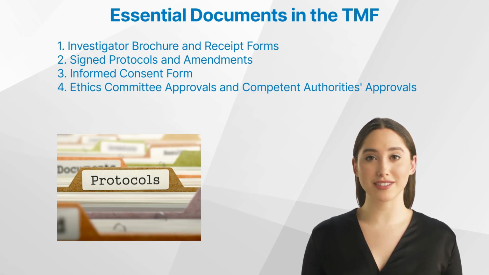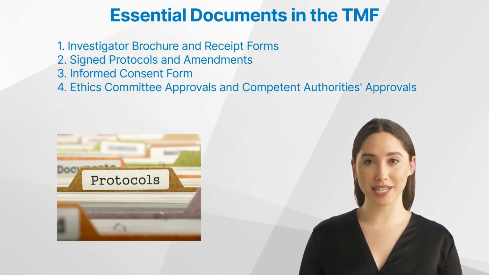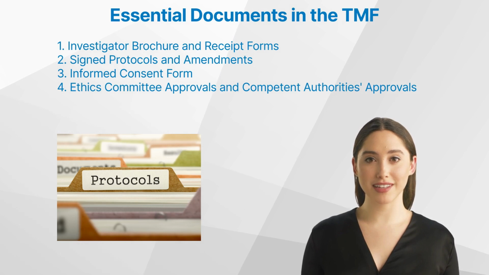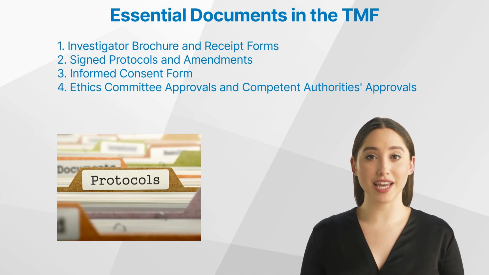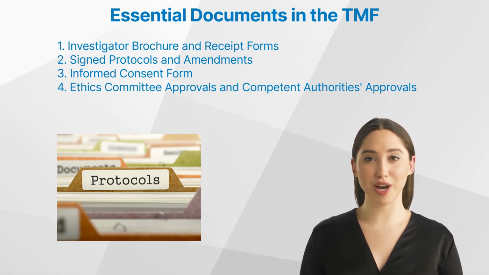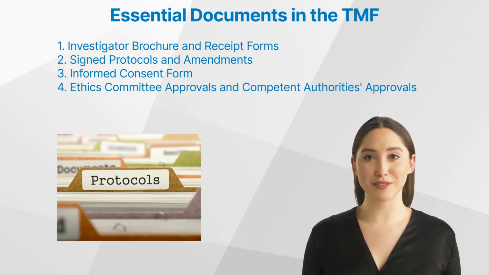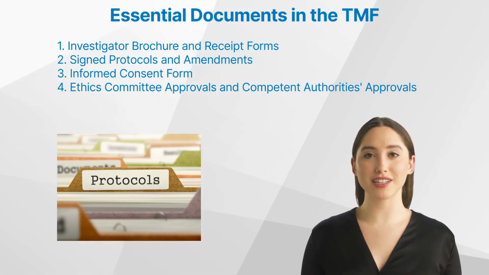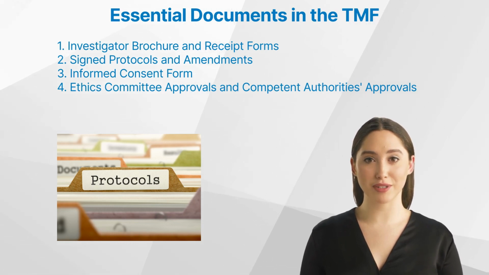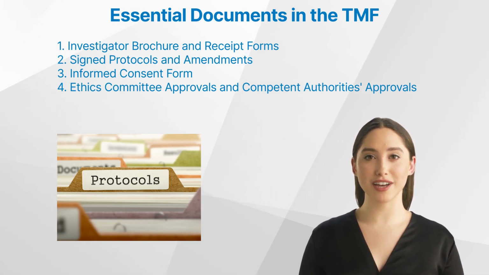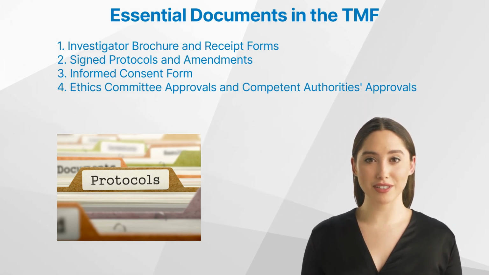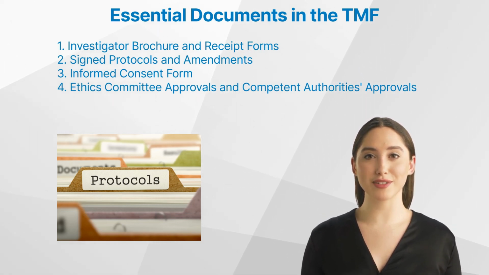Before the clinical phase of a trial begins, several key documents must be obtained and filed. These documents serve as the foundation for the trial and ensure regulatory compliance and participant safety. 1. Investigator brochure and receipt forms. The investigator brochure provides essential information about the investigational product, including its composition, pharmacological properties, and potential risks and benefits. This document is crucial for investigators to gain a comprehensive understanding of the product before commencing the trial.